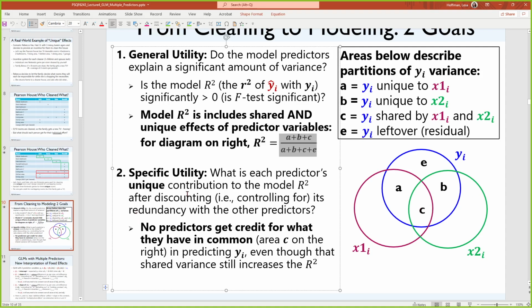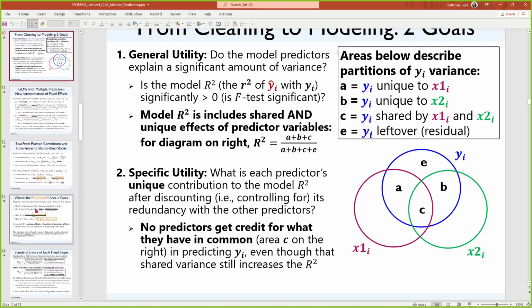So it is technically possible that you can have a significant model that captures a lot of the variance with no individually significant predictors. That can happen, because if they overlap a lot, then none of them gets credit for enough uniquely. But together, what they have in common still contributes to the R squared. So we talked about that.